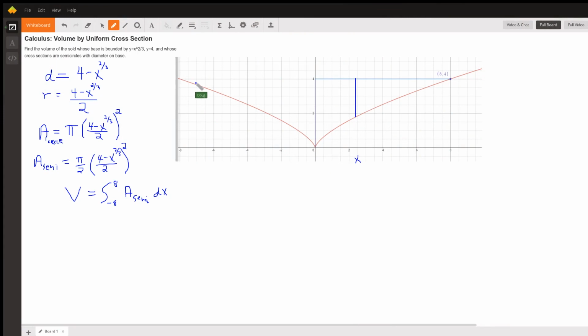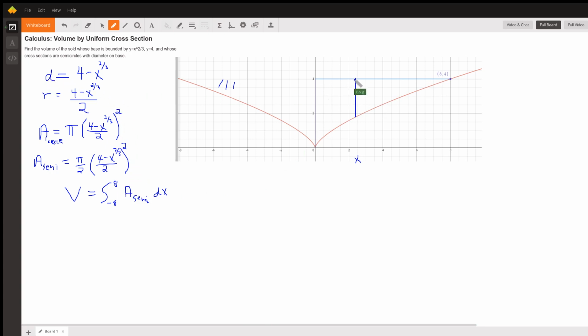Here, this red curve is the graph of y equals x to the 2/3 power. The blue line is the graph of y equals 4. I've only shown it from x equals 0 to 8. This graph is symmetric about the x-axis, so we could actually just find the volume of the solid from 0 to 8 and double it, which is not what I've shown here.